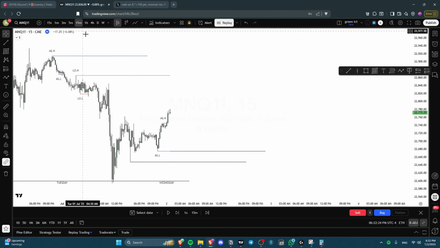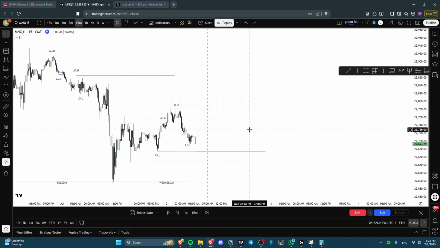So let's fast forward to New York Open. Let me just mark it. Actually, a little bit before New York Open, around 9 a.m. So price moving, yada yada yada.